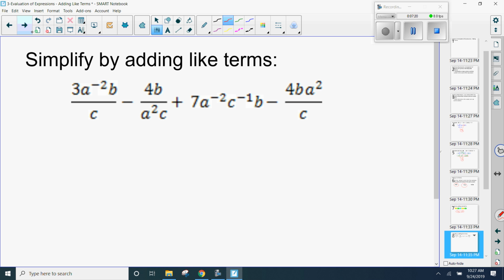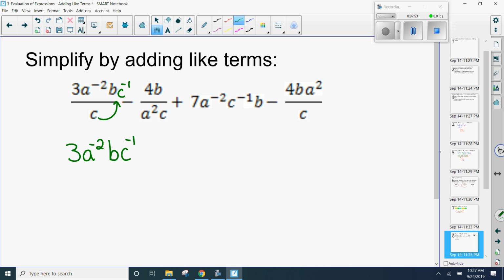This one looks a little more complicated. Do you see any like terms? Well, no, just glancing at it, nothing looks the same. But what you can do is move a variable to the numerator. It changes the sign of the exponent. If it was negative, it turns it to a positive. If it's positive, it turns it to a negative. So we're going to write this as 3a to the negative second, b, c to the negative first.